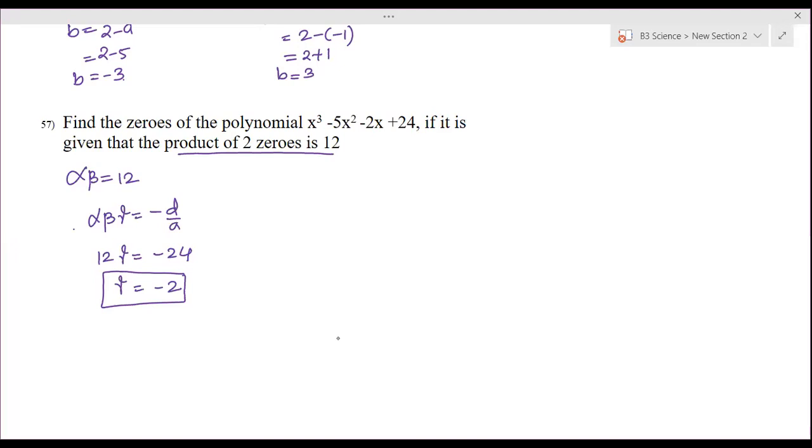Vijay, are you there? Ma'am, gamma's minus 2, right? Yeah. Okay. Vijay, are you there? Yes, ma'am. So can you tell the first relation? Alpha plus beta plus gamma is equal to?